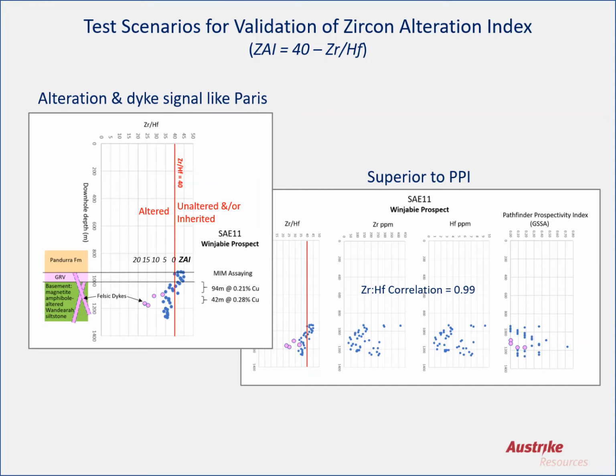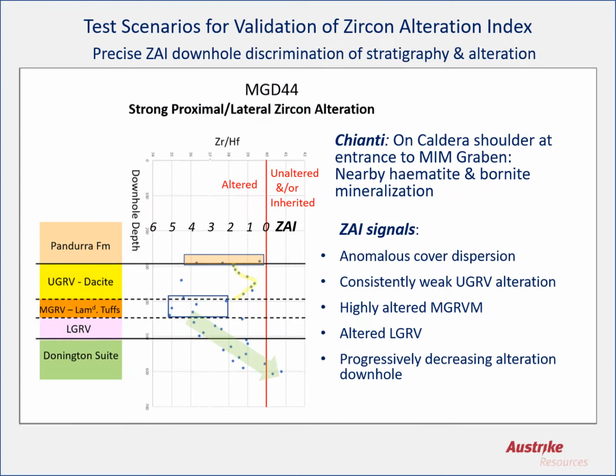ZAI works because the ratio normalises otherwise erratic zirconium and hafnium values, which have a strong correlation in zircon. Despite aggregating multiple pathfinders, the PPI does not provide precise downhole information like ZAI. When combined with the stratotectonic model, ZAI can provide information on the proximity and vector to a deposit nearby. It is like each hole has a unique DNA with a common genetic thread. In this hole, the ZAI reads as proximal to a deposit in a lateral direction, not downwards.